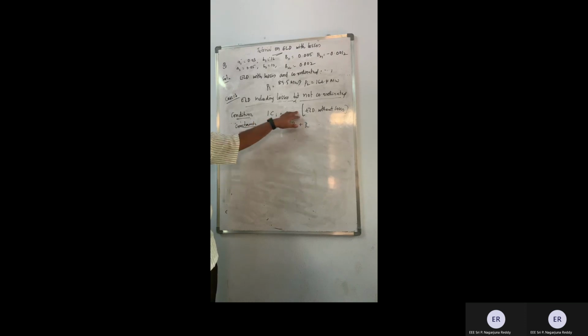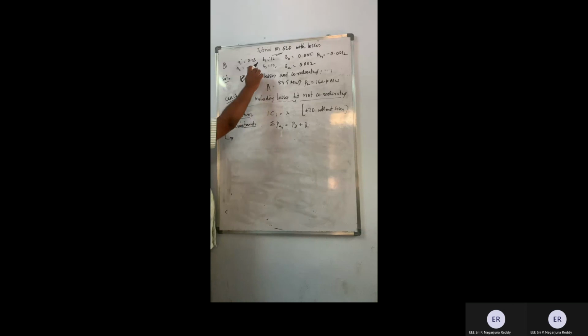This is coordination. And this is the constraint. Losses are included in the constraint, but not included in the coordination equation. If not included in the coordination equation, then it is very, very simple. Now we will see for this one. Which means IC1 is equal to IC2, isn't it?